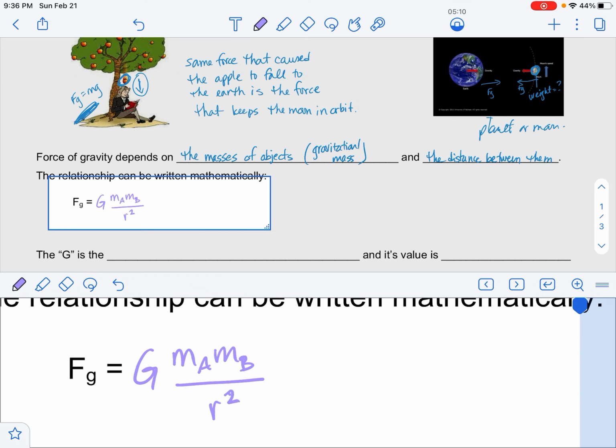Why do we use r for distance? Because again, we're looking at things circling other things, right? The moon goes around the earth, goes around the sun, goes around the giant black hole at the center of the galaxy, that sort of thing. All right, so that's why we use r.